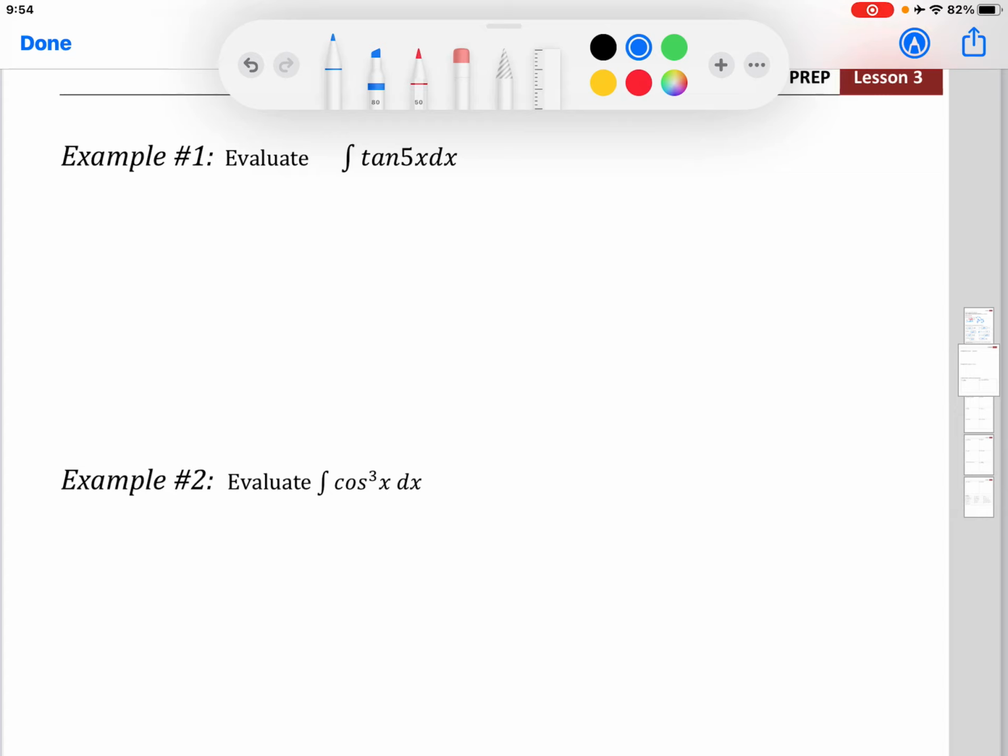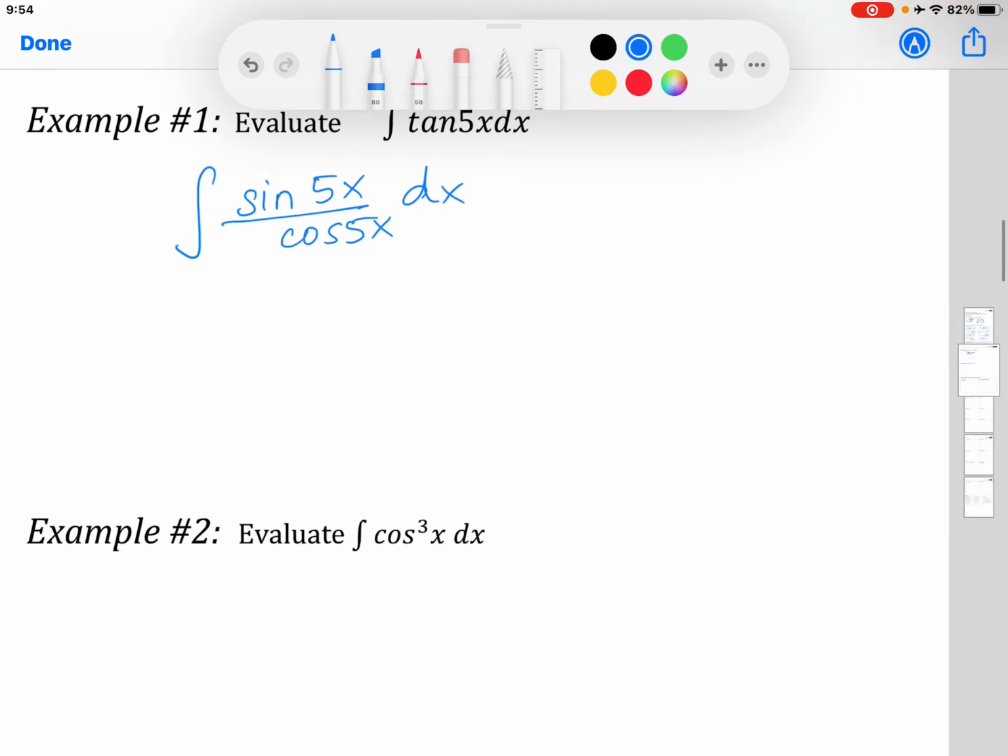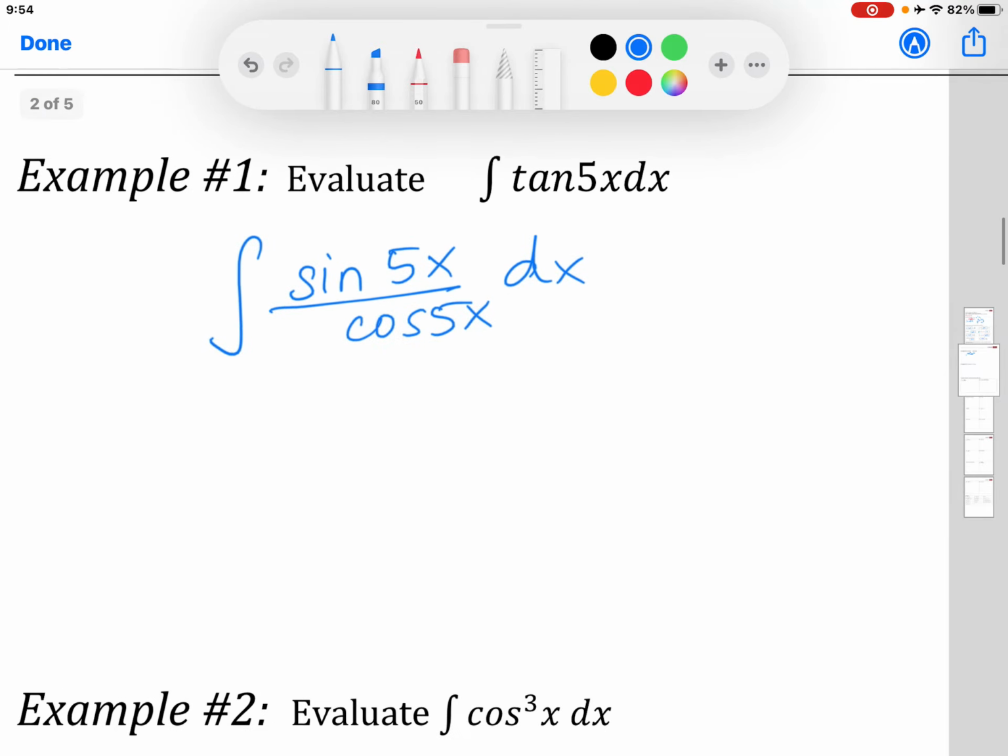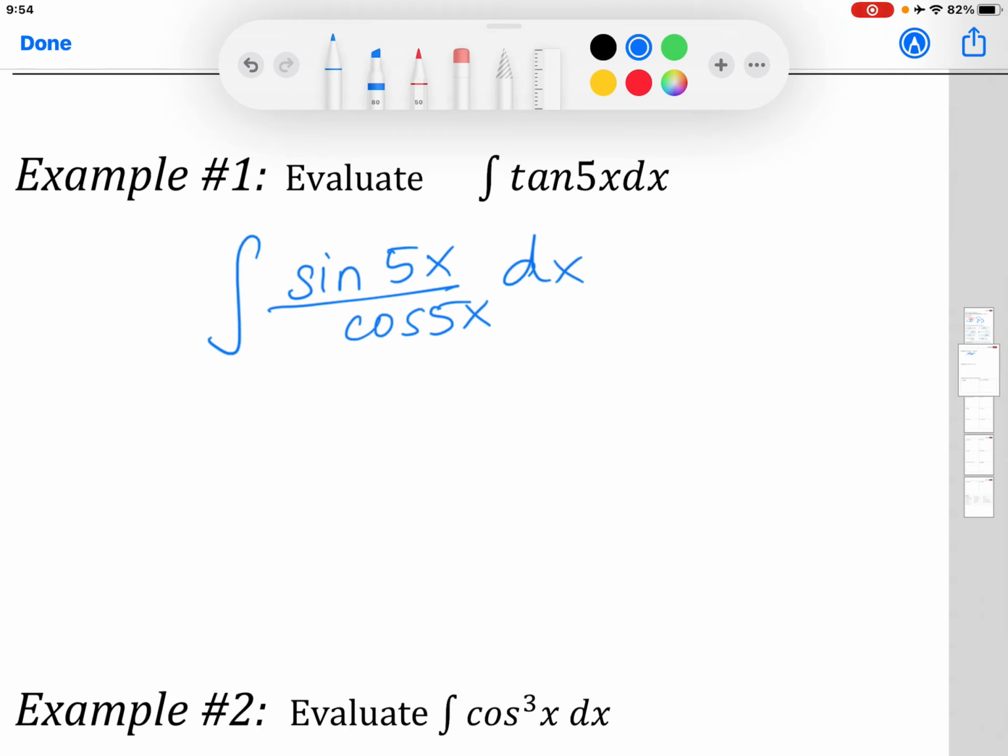So what I need to do is rewrite it as sine 5x over cosine 5x dx. Going back to your guidelines, what do you pick your u to be? Pick something that's in the denominator. So I'm going to say let u equal cosine 5x. So my du would be negative sine 5x, with your chain rule, times 5 dx, right?